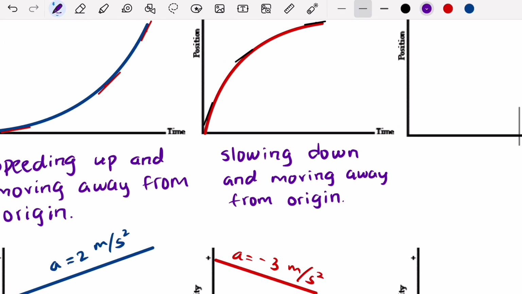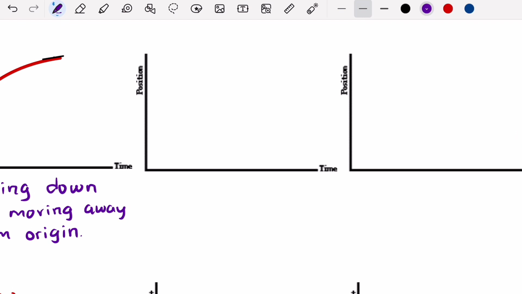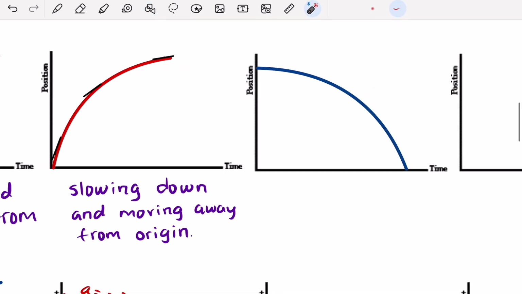Okay, now let's get into a kind of tricky one. I'm going to start now with the graph, okay? So we have an object, and the object is doing this. I want you to pause the video and try to guess, what is the motion? Is the object slowing down, speeding up? What's happening? Try to do the 3-point test to find out.